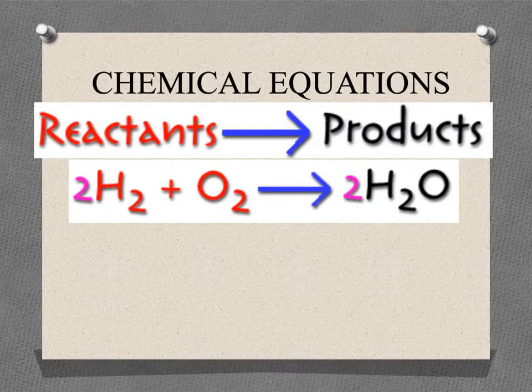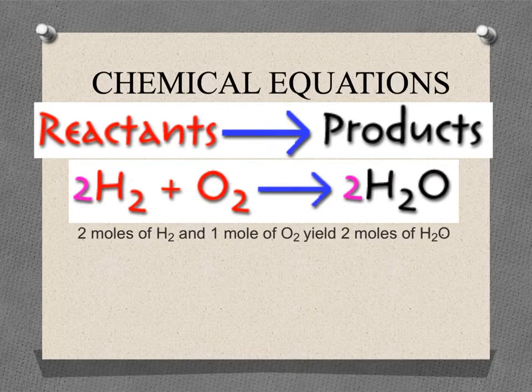In a chemical equation, we have two sides: the reactant side and the product side. So for example, on the reactant side, we have hydrogen and oxygen, and on the product side, we have water. The way we read this is that we have 2 moles of hydrogen plus 1 mole of oxygen yield 2 moles of H2O, or water. So that blue arrow is the yield.